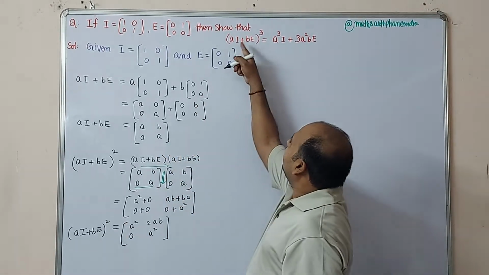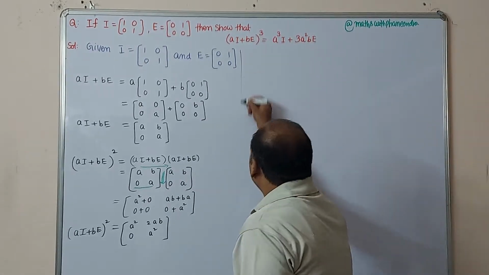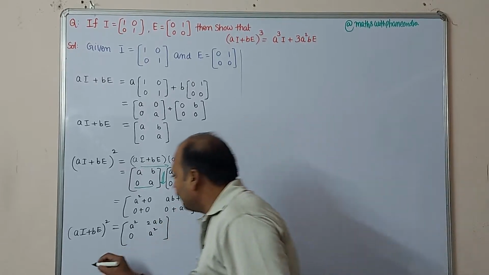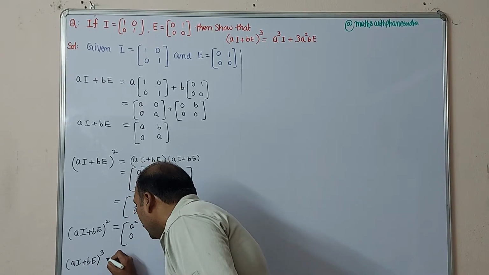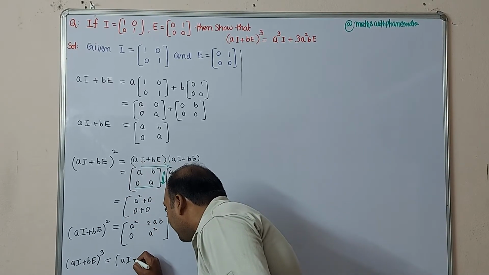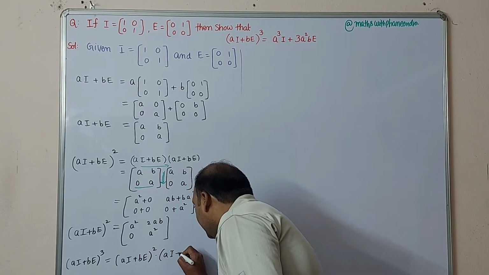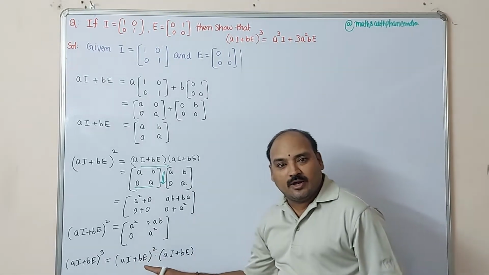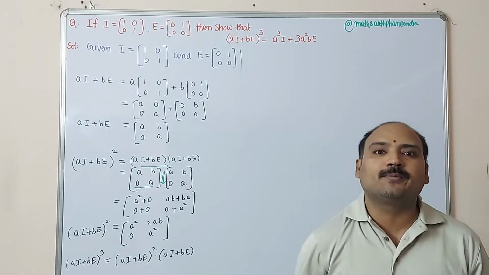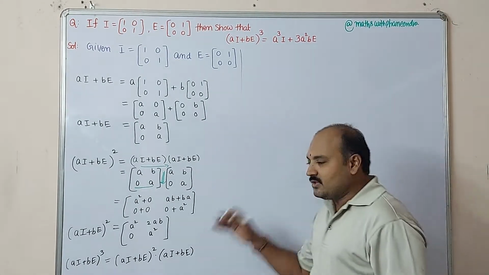But we require (aI + bE) whole cube, no? So we can write it in the next step: (aI + bE) whole cube is equal to (aI + bE) whole square into (aI + bE). I hope everyone is able to see this, students. We'll move on to this.